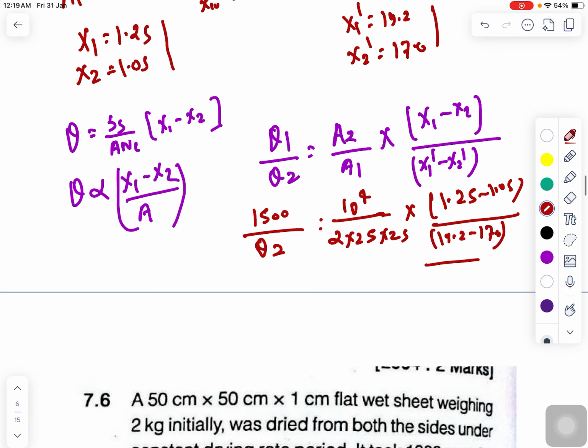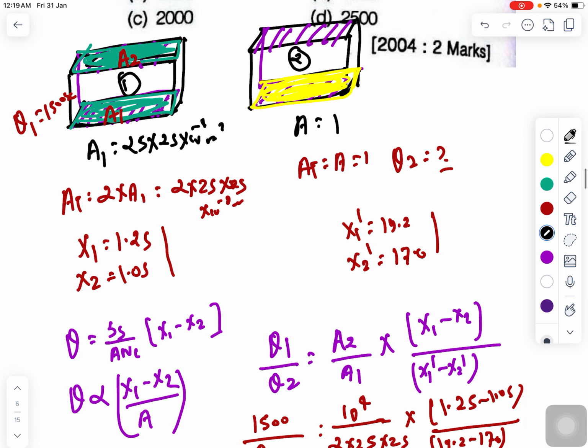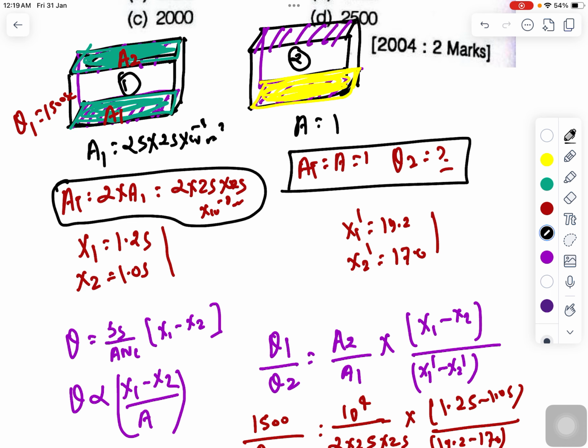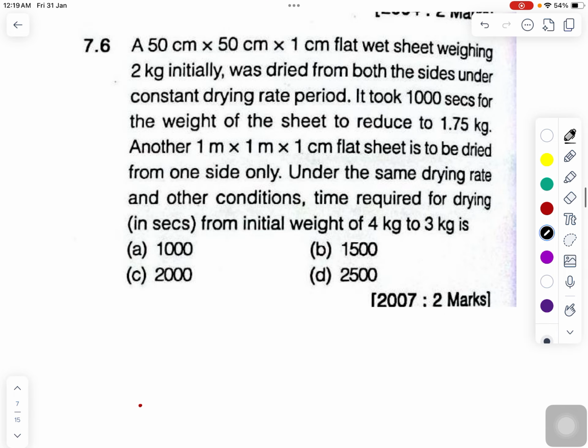So from here one can calculate the value of theta 2 directly. This is very simple. So all of these questions are based only on formulas. If you know the formula, then definitely you will be able to solve the question. But again, you have to understand how this drying area is being decided. You have to decide the drying area: where drying is happening through one area and where drying is happening due to the second area.